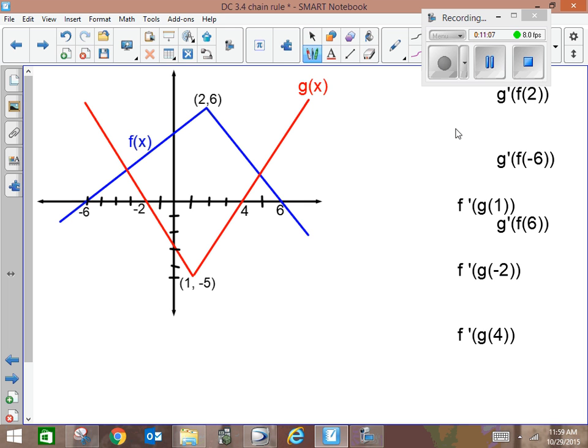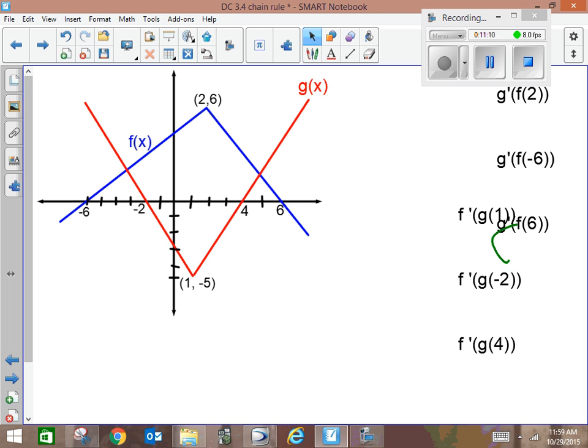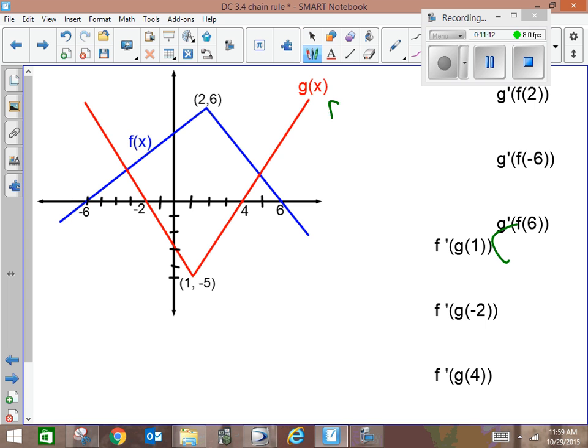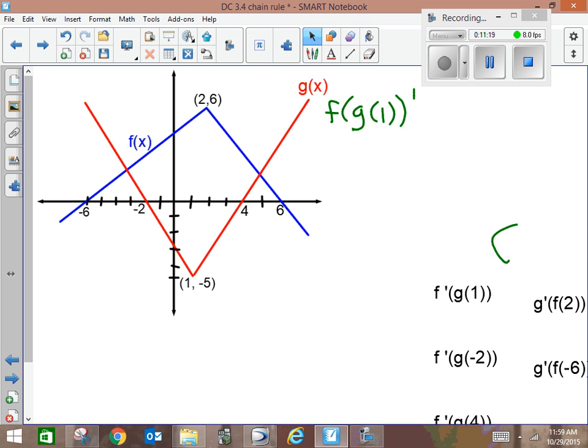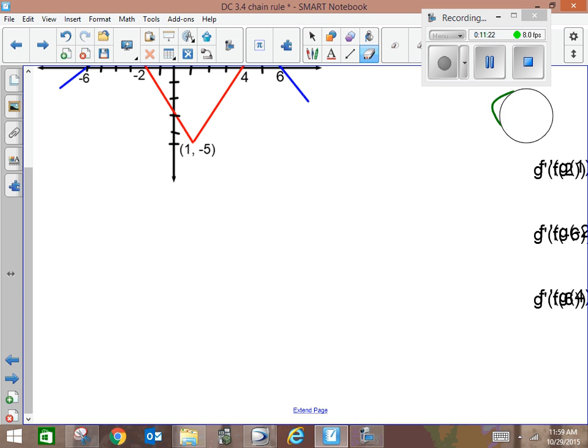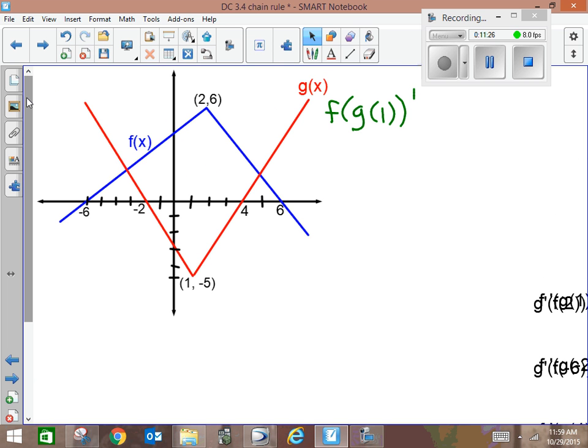I wrote them wrong. Okay, here's what I really meant. So switch it up here. I really meant the derivative of the f of the g of 1. We'll just start right away into derivatives, and that should be the derivative of the whole thing. So get rid of that other stuff, and we'll just start right into the derivatives.